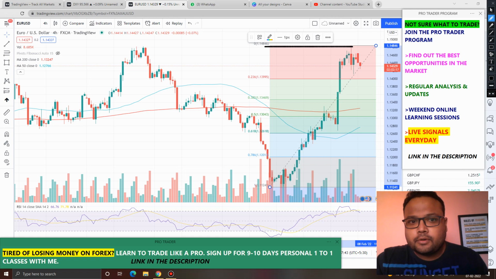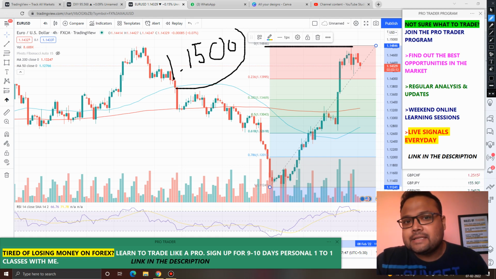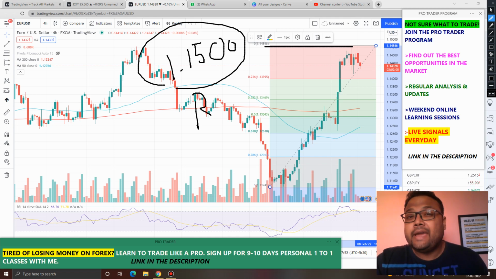1.1500 at the top is standing as the resistance. To be precise, the resistance is around 1.1480, 1.1490. But still, we will be considering this as the resistance because this is a whole resistance zone in the market.